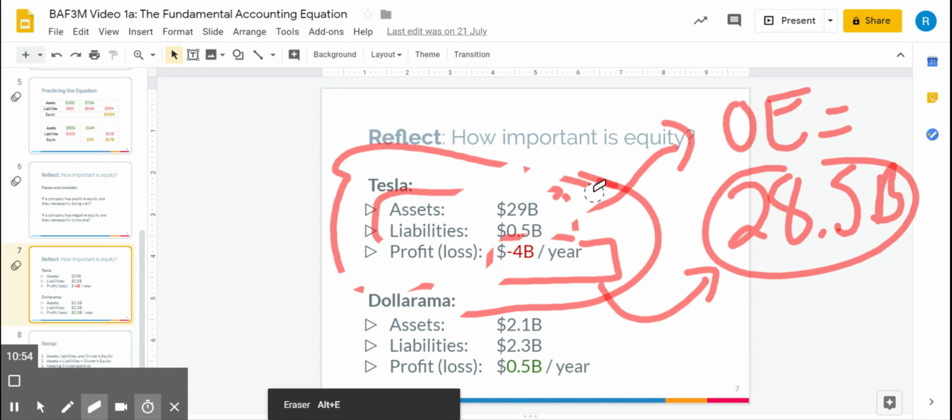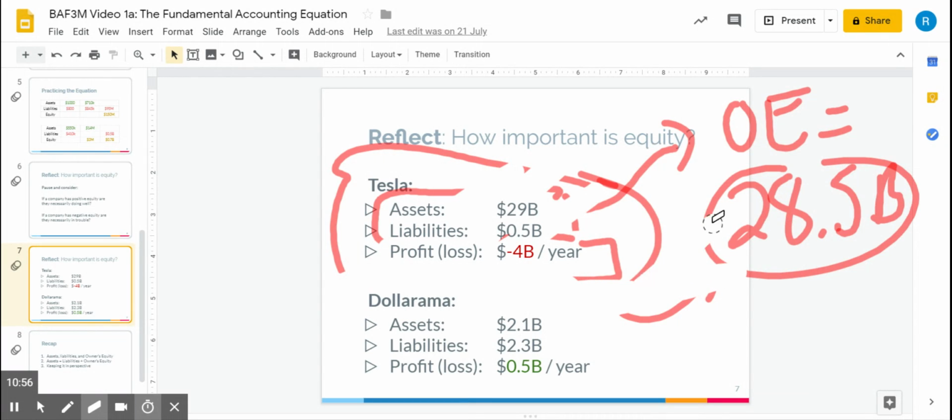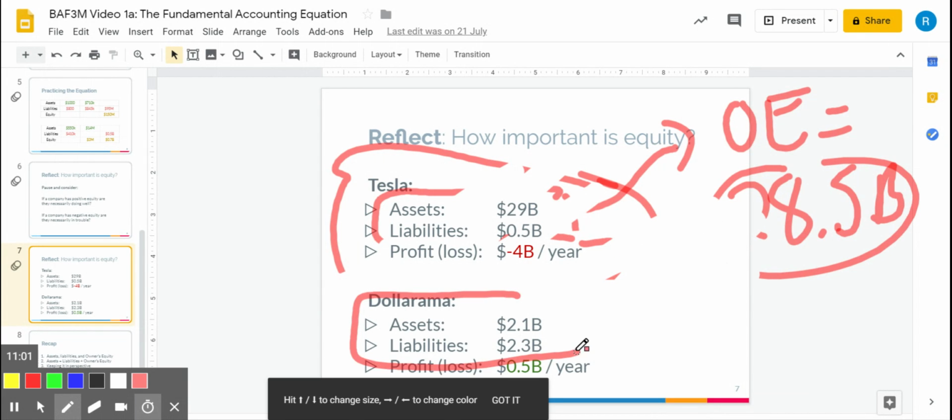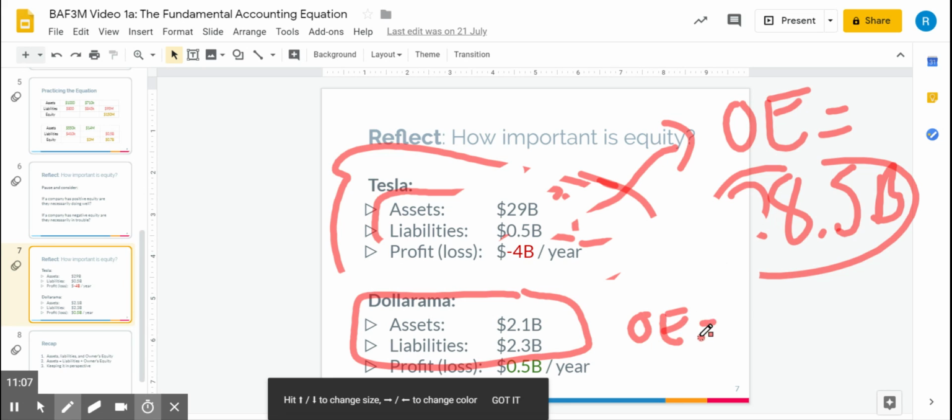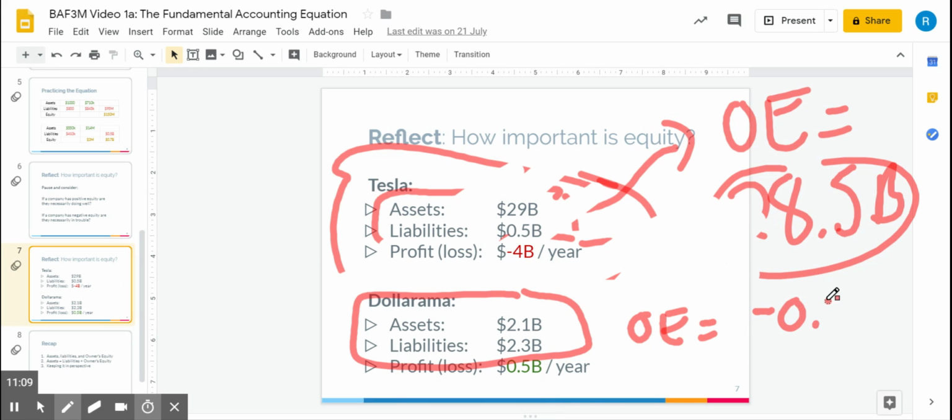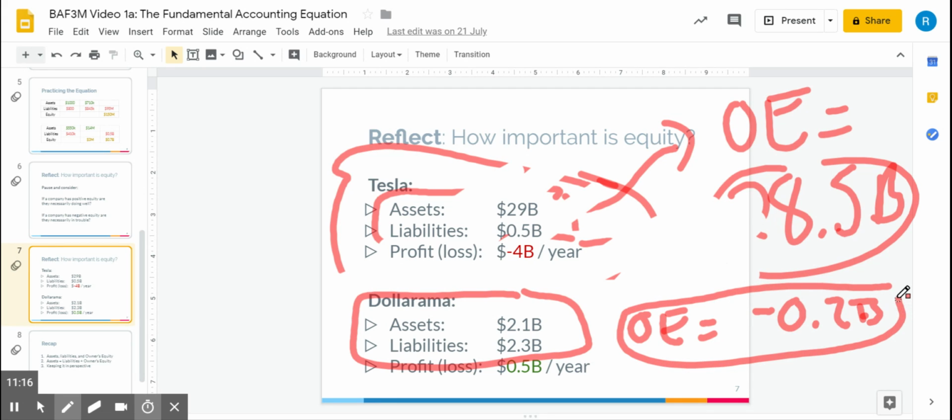And another example of a business right down the street, a Canadian business in this case, is Dollarama. So Dollarama, if you look at their assets and liabilities, it's a negative equity. Their assets are less than their liabilities. Their owner's equity, as you can calculate, is negative $0.2 billion. So it's a poor financial position just looking at total assets and total liabilities.